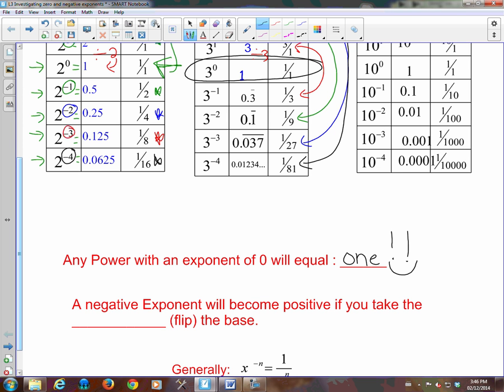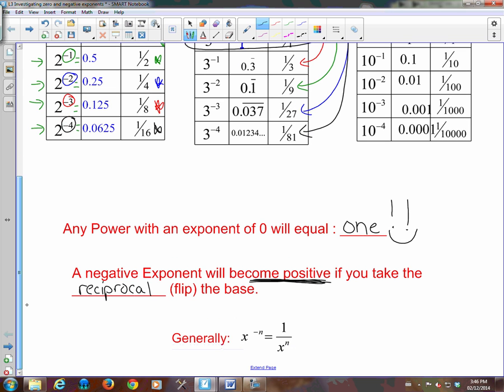A negative exponent is a little trickier. So we talked about the pattern. Positive 1 exponent was 2, a negative 1 exponent is a half. Positive 2 exponent is 4, negative 2 exponent is a quarter. So a negative exponent is evaluated by flipping the base. So if you have a negative exponent, you can make it positive if you take the reciprocal. That means flip it around.